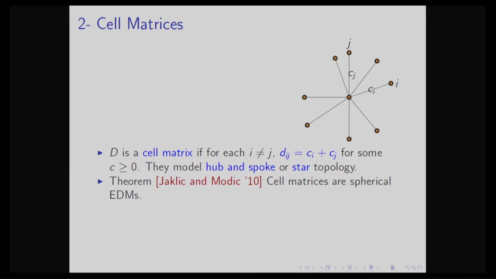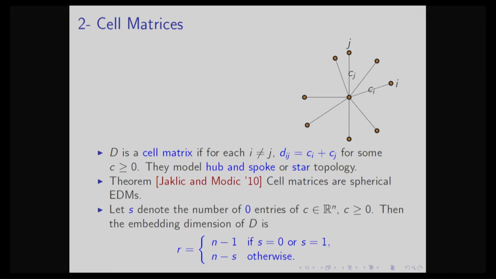Now, it turns out that these matrices are spherical EDMs. Moreover, we know their embedding dimension. The embedding dimension depends on the number of zeros in C.